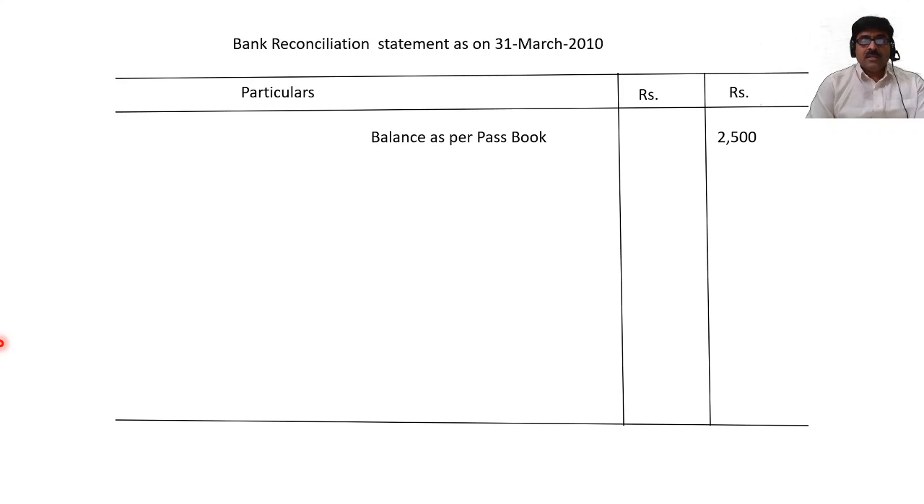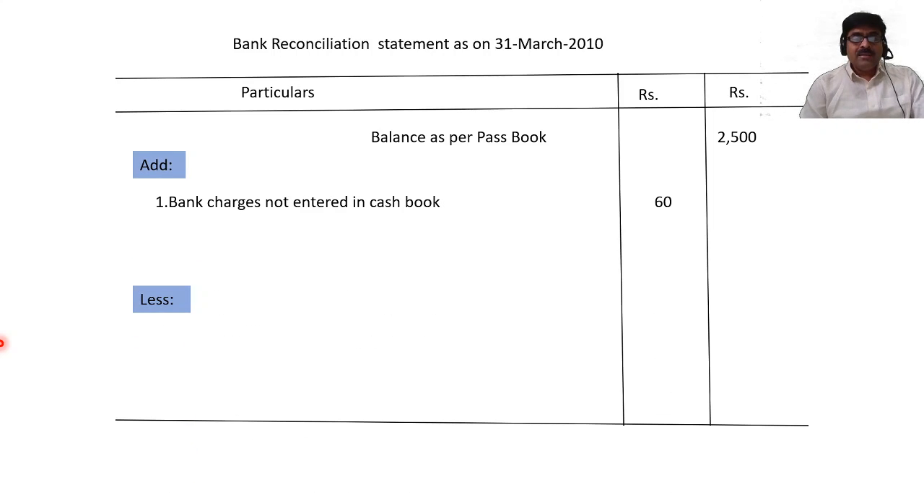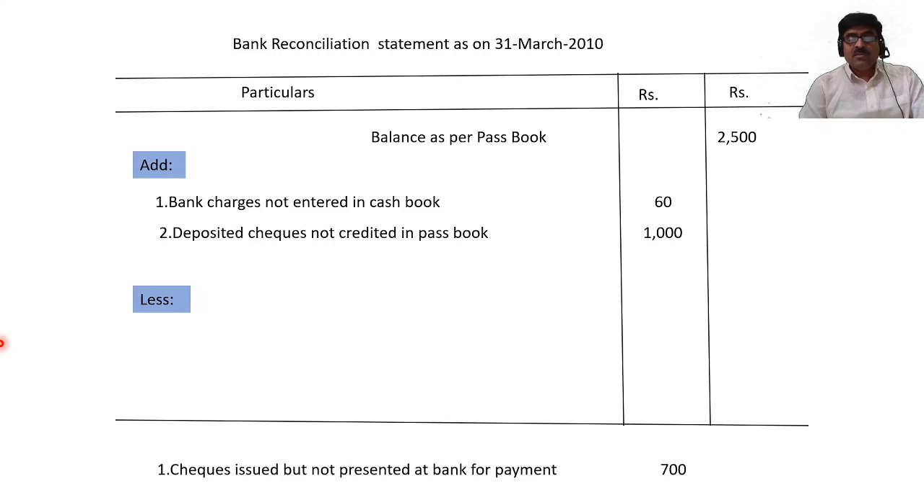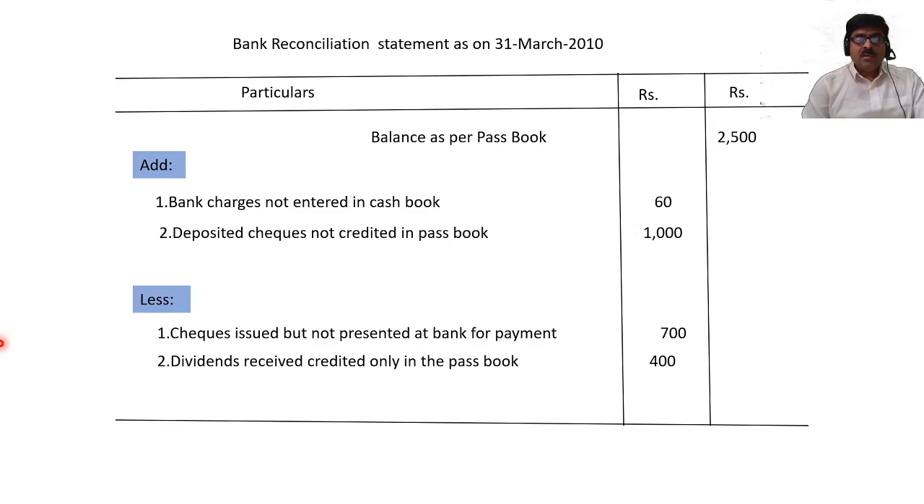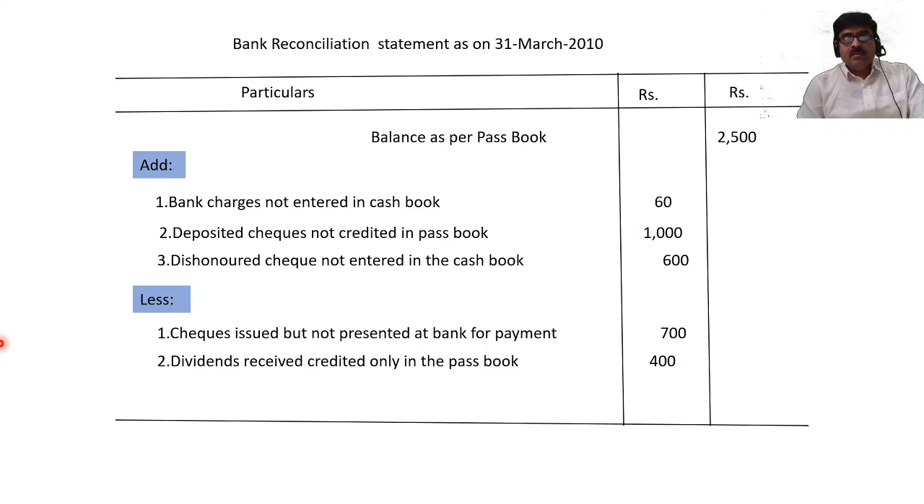Bank reconciliation statement as on 31st March 2010. Balance as per passbook 2500. Add: bank charges not entered in the cash book. Deposited checks not credited in the passbook, 1000 rupees. Checks issued but not presented at the bank for payment, 700 rupees. Dividends received credited only in the passbook, 400 rupees. Dishonored check not entered in the cash book, 600 rupees.